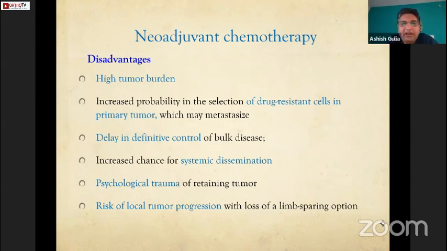And not giving chemotherapy to the patients who are not responding properly, they may have dissemination. This is what is again said. And I already discussed the risk of local progression, and of not being able to perform a limb sparing option in these patients as well.